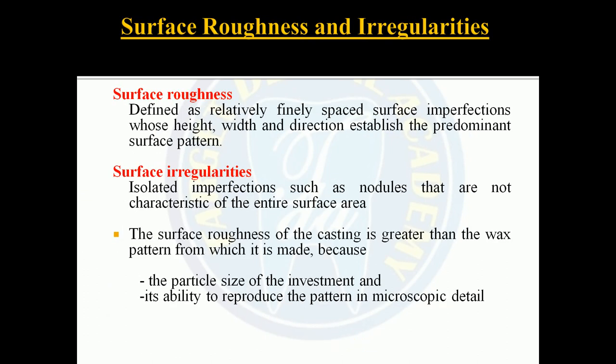Coming on to the surface roughness and irregularities. Surface roughness is defined as the relatively finely spaced surface imperfection whose height, width, and direction establish the predominant surface pattern. Surface irregularities are isolated imperfections such as nodules that are not characteristic of the entire surface area. In this, the surface roughness of the casting is greater than the wax pattern from which it is made, because of the particle size of the investment and the ability to reproduce the pattern in microscopic detail.